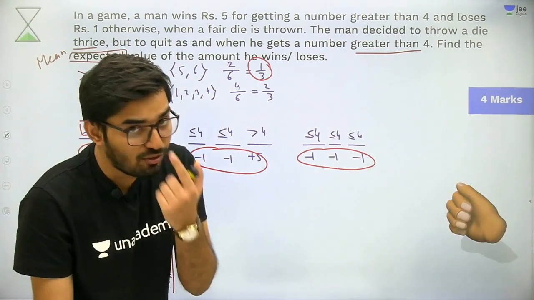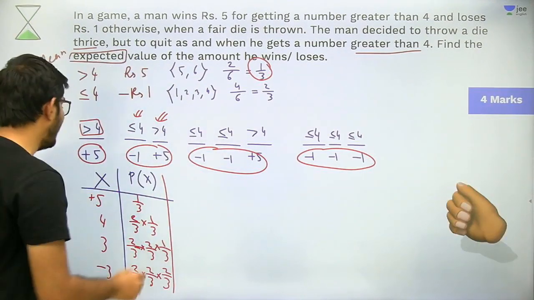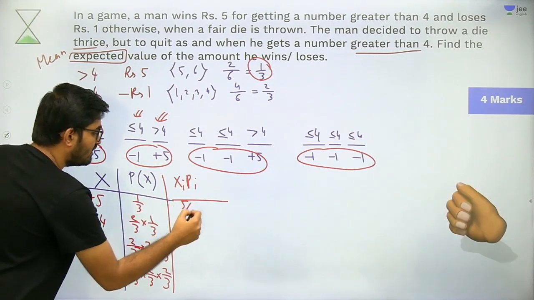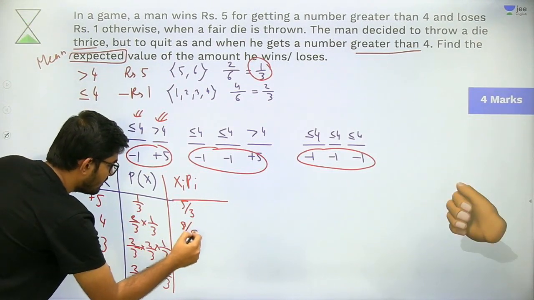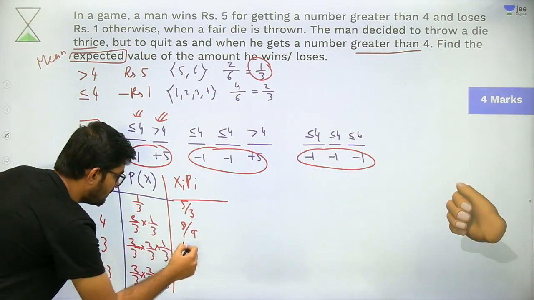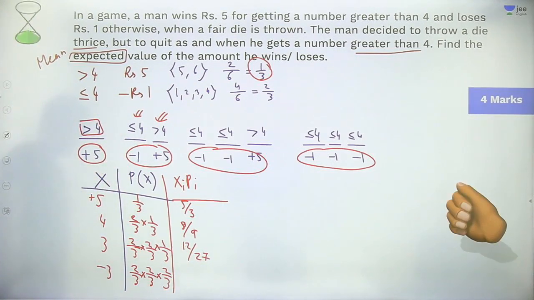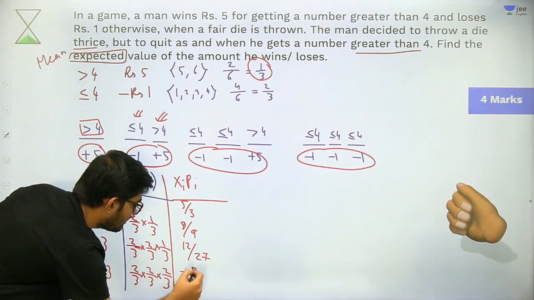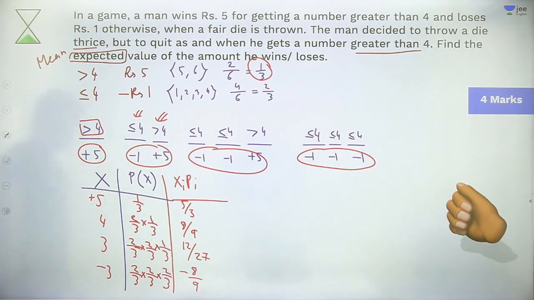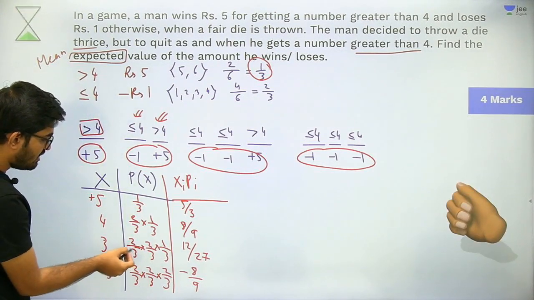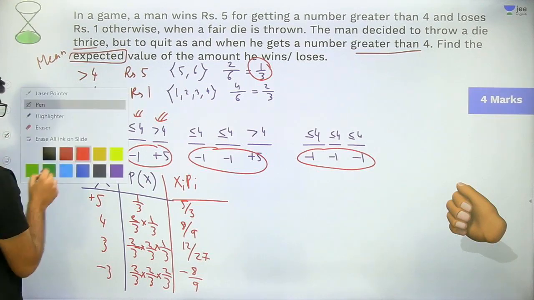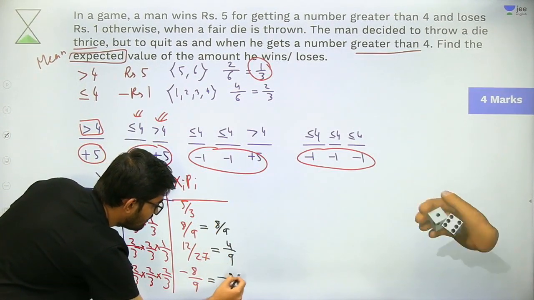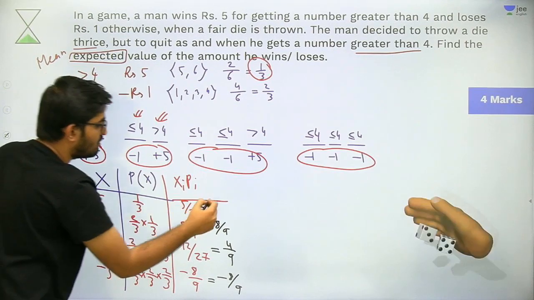Okay, and then we want to find out the mean. So how do we find the mean? For finding the mean you have to multiply xi into pi, or pi into xi. So just multiply this. So this will be 5 by 3. Then here you will get 8 by 9. Then this is 4 into 3, so 12 divided by 27, and the 3 will get cancelled, so you can write minus 8 by 9. Here also you can cancel 3 and 3, so basically it will become 4 by 9. So this is 4 by 9, this is 8 by 9, this is minus 8 by 9, and this, if we multiply and divide by 3, is 15 by 9.